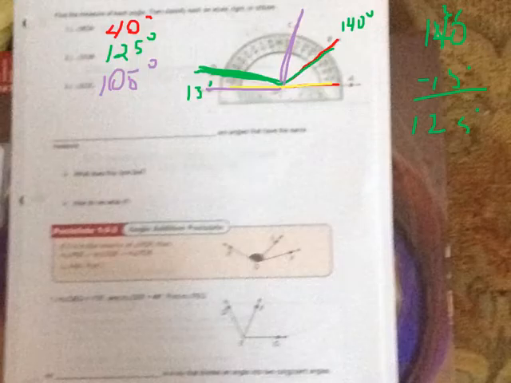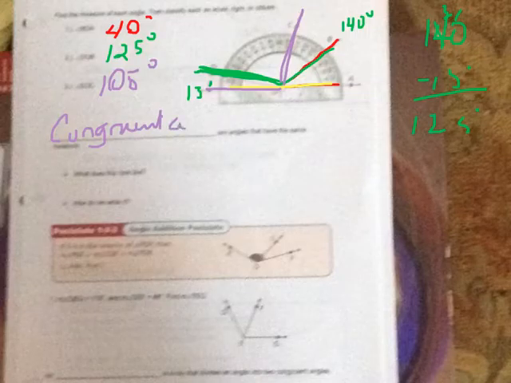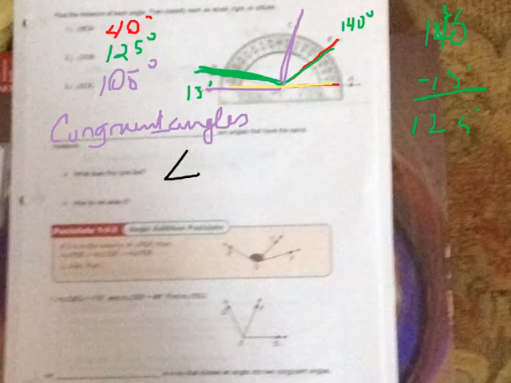Blank are angles that have the same measure. Congruent angles. Congruent angles are angles that have the same measure. Now it says, what does this look like and how do we write it? So let's say I had two angles and I wanted to say they were congruent. You've got this thing right here showing that it's an angle. A lot of times that's on there anyway. We would put one mark here and one mark here to show that they're congruent.